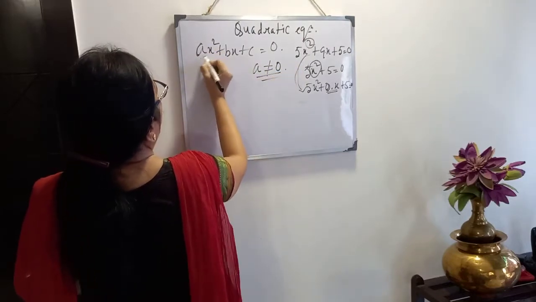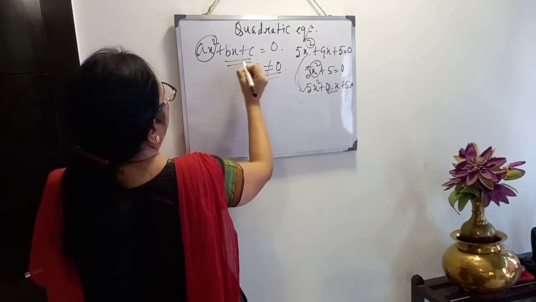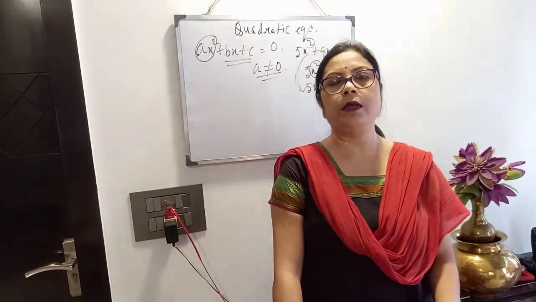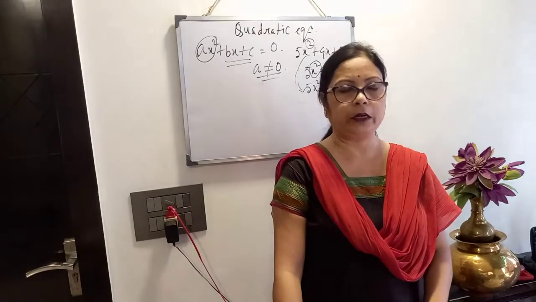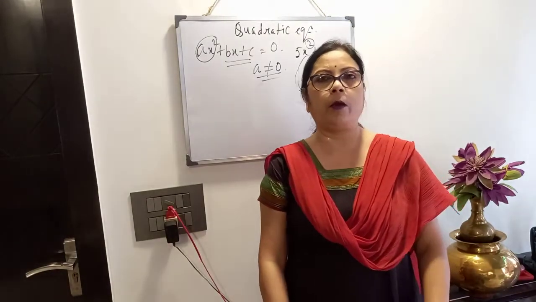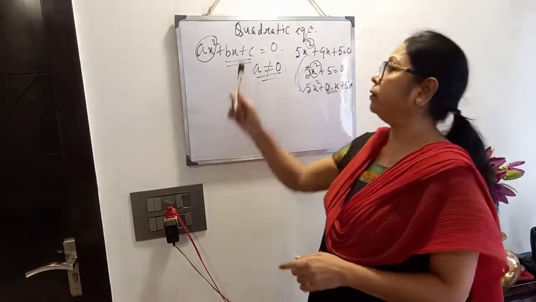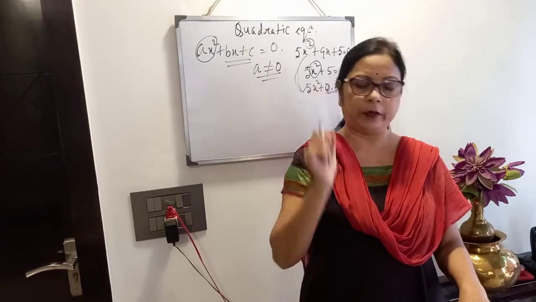If a is 0, then this term will vanish. So your equation will become bx plus c equals 0. That means it will be a linear equation then. Clear? It will not be a quadratic equation. So you have to keep it in mind that the highest power of the variable should be 2 and the coefficient of x square should not be equal to 0.